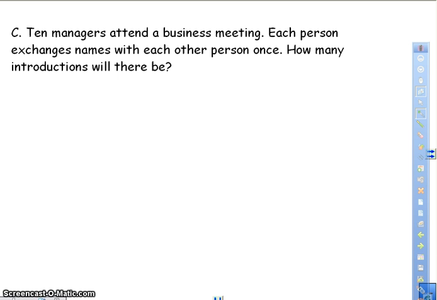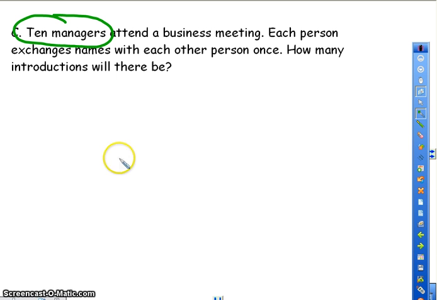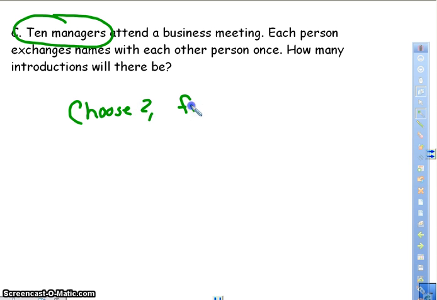I would be offended if I introduced myself to him and then 10 minutes later he came back up and introduced himself to me. That's not how an introduction works. So the order is not important. This is talking about 10 managers, but when you do an introduction, it's only between two people. So you're going to choose 2 from 10 because the interaction would only be between the 2.